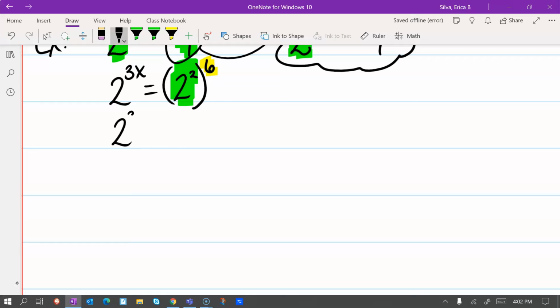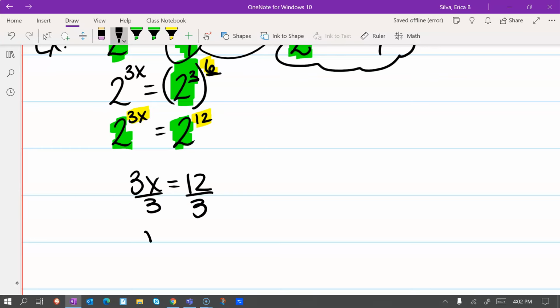We apply our rule for power of power. So we're going to multiply the 2 times the 6, so we get 2 to the 12th power. And now that our bases are the same, we can set our exponents equal to each other. So in this case, we have 3x is equal to 12. Therefore, x is equal to 4.